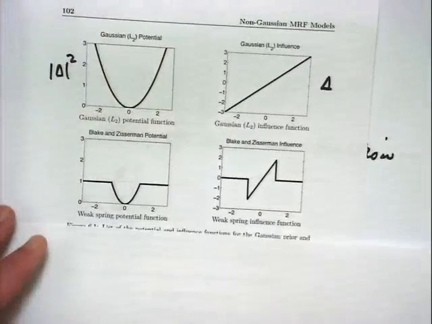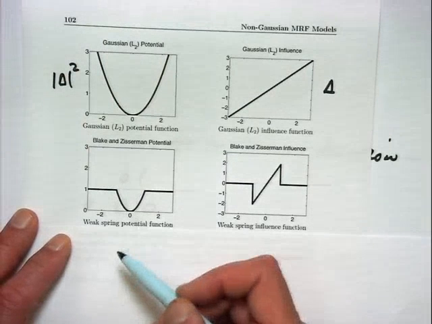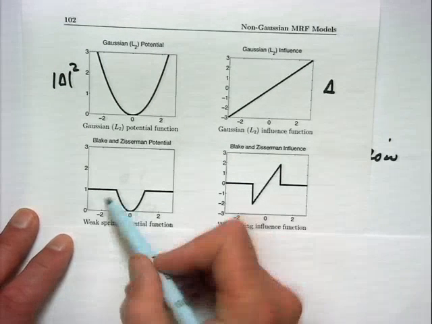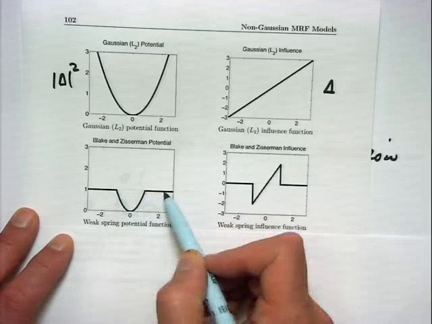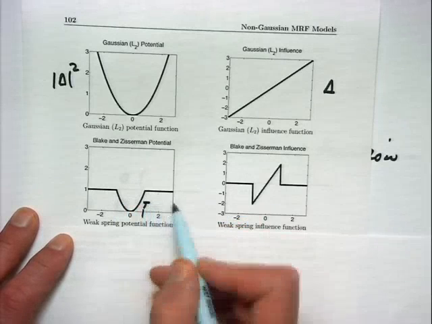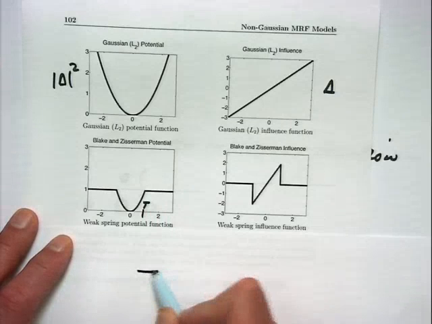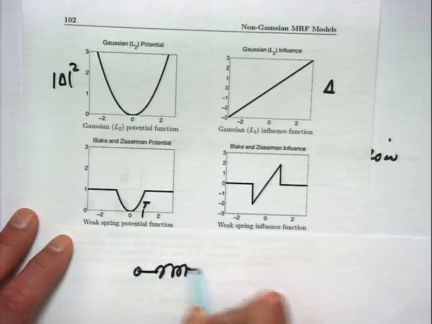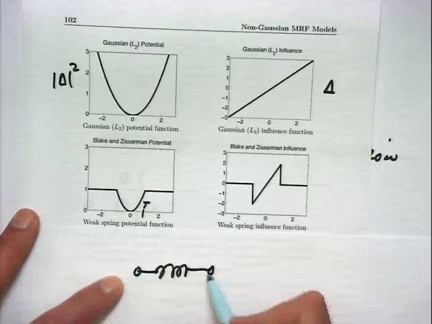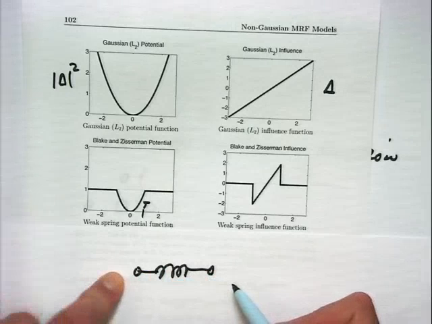Now, another possibility, which is a kind of limiting case that doesn't really get used very much, is the so-called weak spring potential function. So the function, you just clip it off. You say, okay, enough is enough. Once I reach some value t, for any difference that's larger than that, I'm just going to stop. The energy won't increase. So one way to think of that is that you have a spring and you stretch it, and when it reaches some level, all of a sudden some kind of crazy mechanism comes into play.